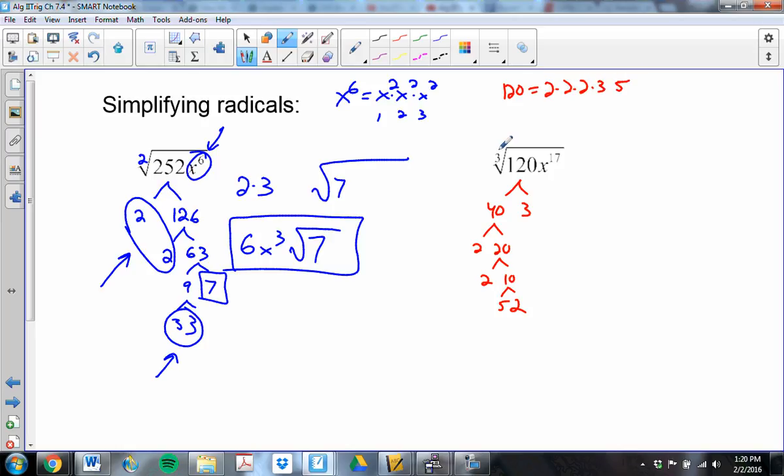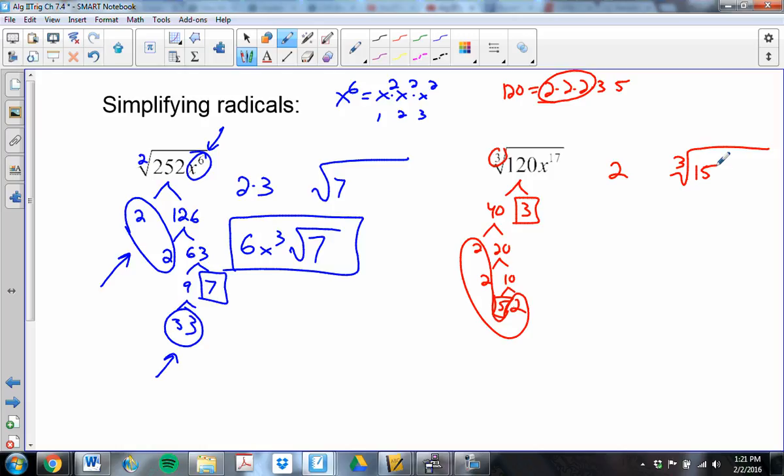Well, because this is a third root, I'm no longer looking for pairs. I'm looking for triples. I want to find groups of 3, not groups of 2, but groups of 3 that I can pull out. So here's a triple that comes out, but this little 5 has nobody, and this little 3 has nobody, so they stay behind. 3 times 5 is 15.